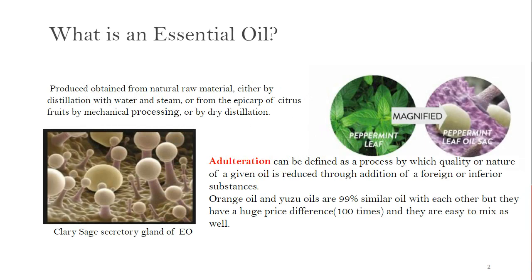I would like to elaborate something about essential oils. In the picture, you are seeing secretory glands of clary sage and peppermint plant. By the rupture of those glands, essential oils are produced. Essential oils are steam distilled or hydrodistilled volatile parts of plants. And in case of citrus, it is a cold press oil of the citrus peel.